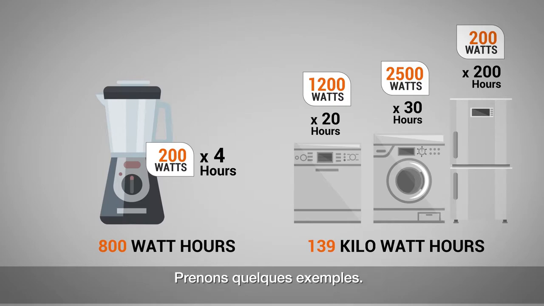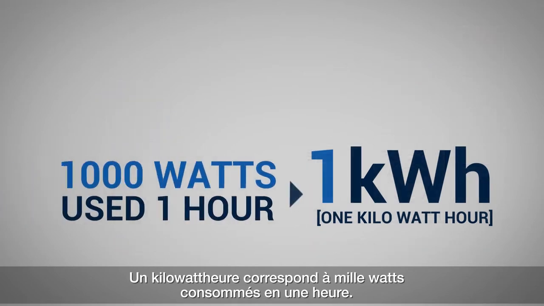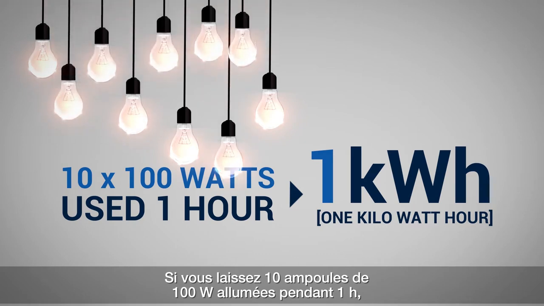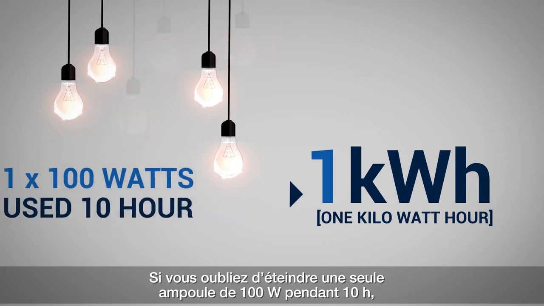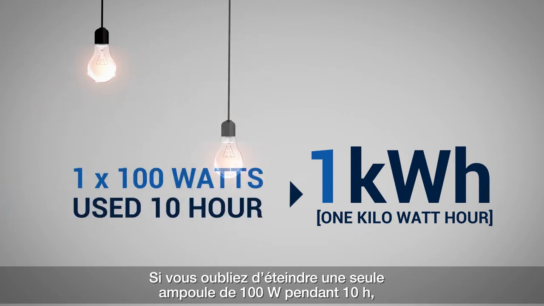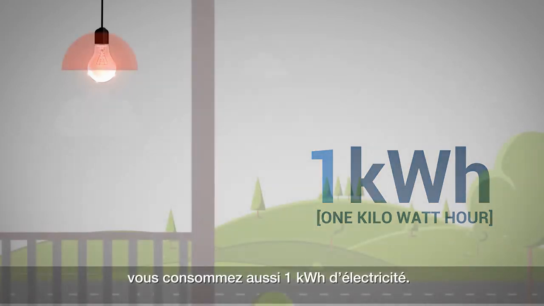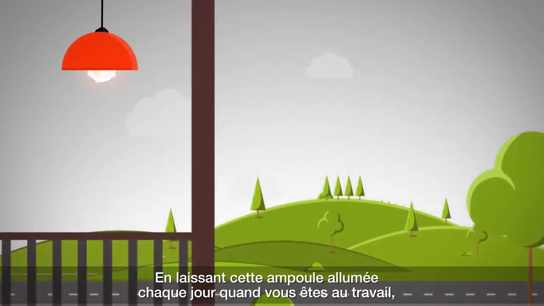Let's illustrate this with a couple of examples. A kilowatt-hour is 1,000 watts used over 1 hour. If you burned 10 100-watt bulbs for 1 hour, you would use 1 kilowatt-hour of energy. Or, if you forgot to turn off a single 100-watt bulb for 10 hours, you would also burn a kilowatt-hour of electricity.